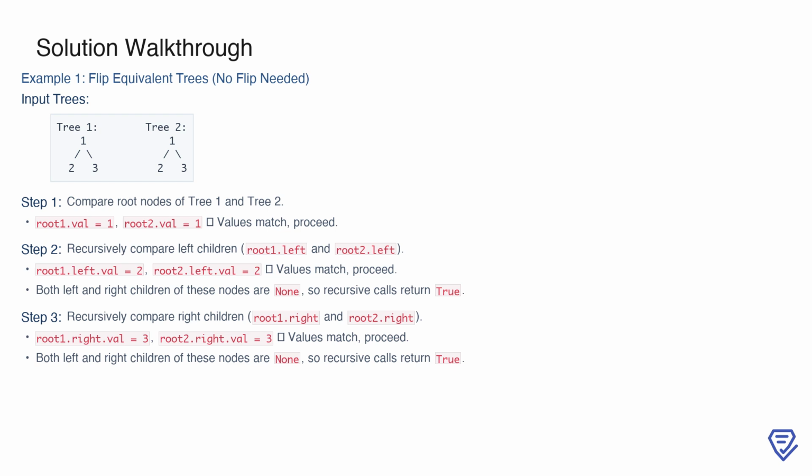Starting with the left children, we find that both nodes have a value of 2, and since these nodes have no further children, the recursive calls confirm that the left subtrees are equivalent. Similarly, we compare the right children, both of which have a value of 3, and again, with no further children, the recursive calls confirm that the right subtrees are equivalent. Since both the left and right subtrees match without any flipping, the trees are flip equivalent.